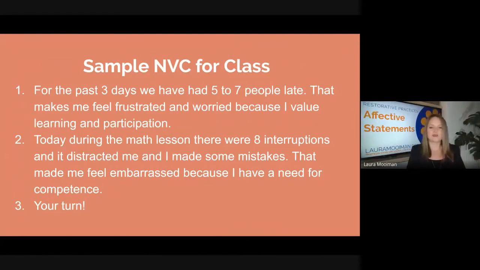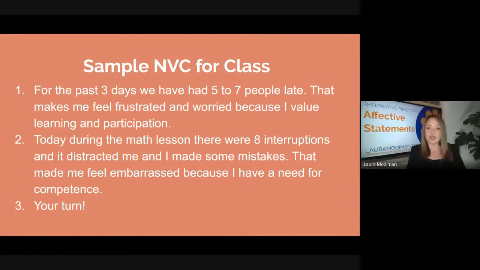Okay, let's try another one. Today, during the math lesson, there were 8 interruptions and it distracted me, and I made some mistakes. That made me feel embarrassed because I have a need for competence. I got that from my math teacher, a high school husband. We came up with that one today. That happens, right? So those are 2 examples.